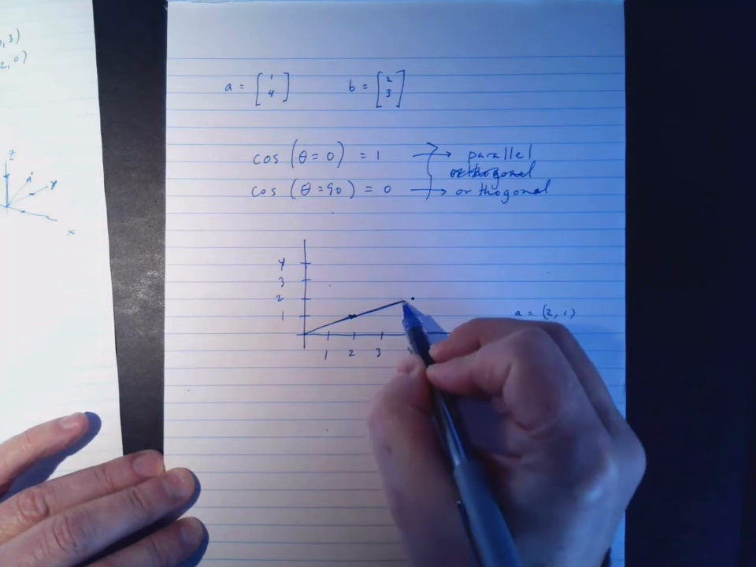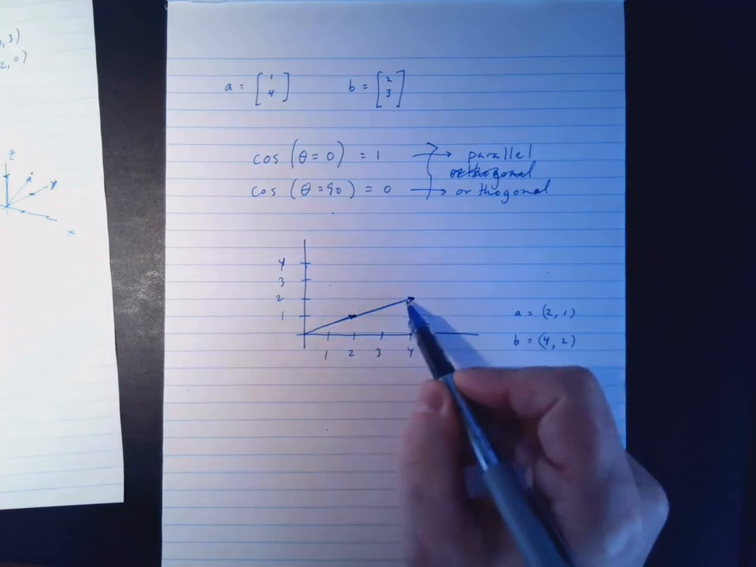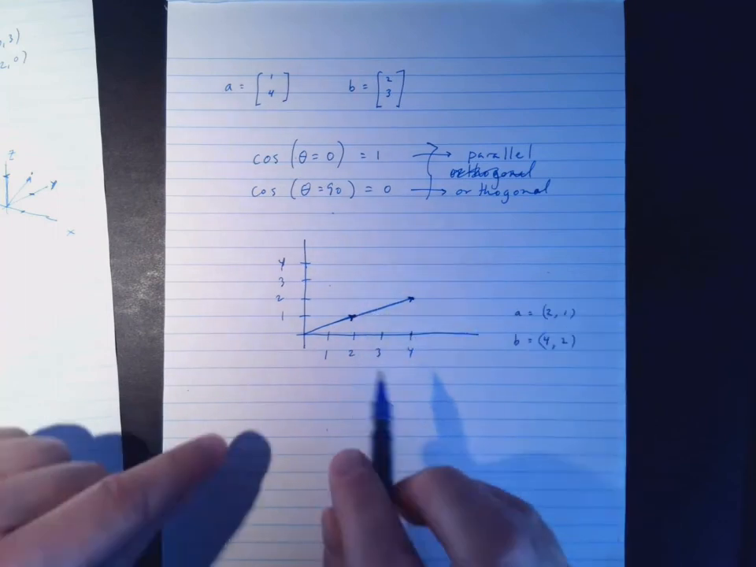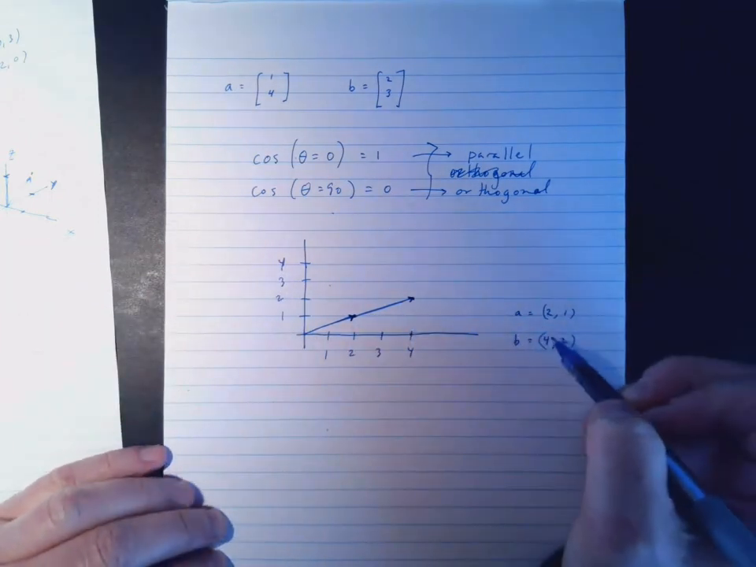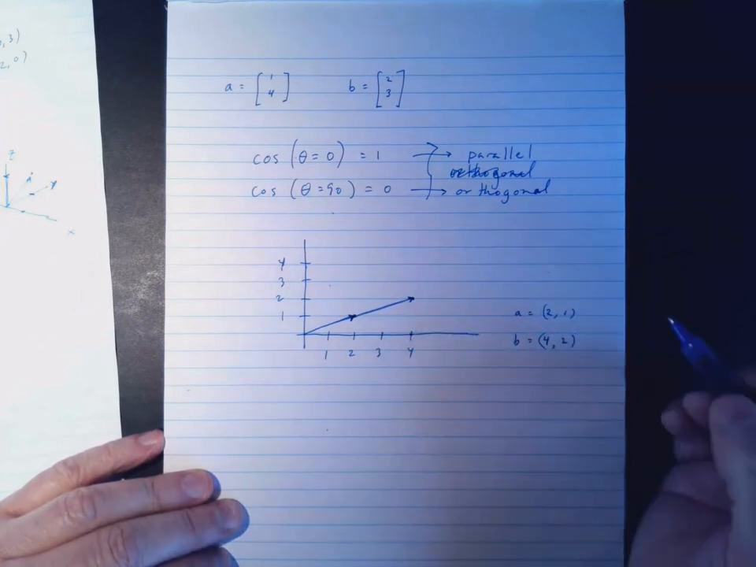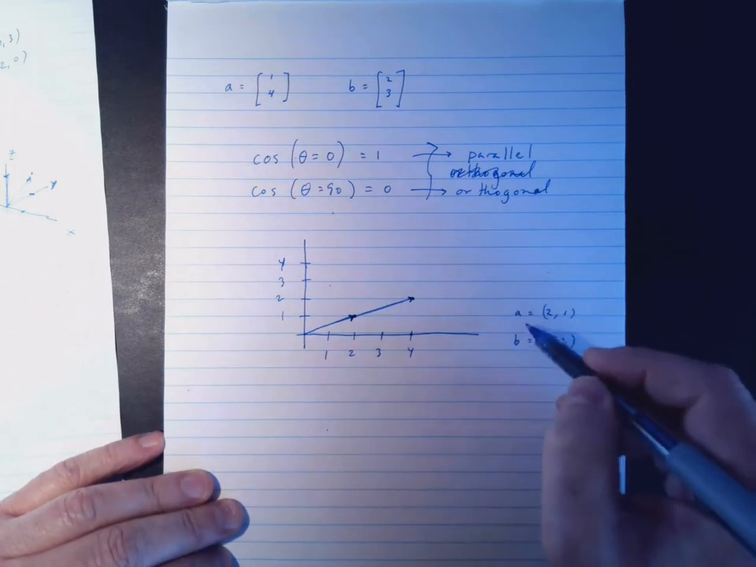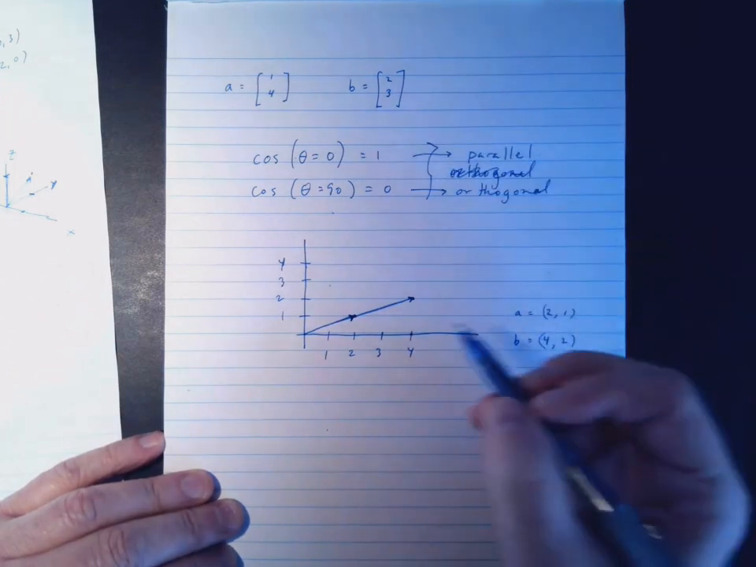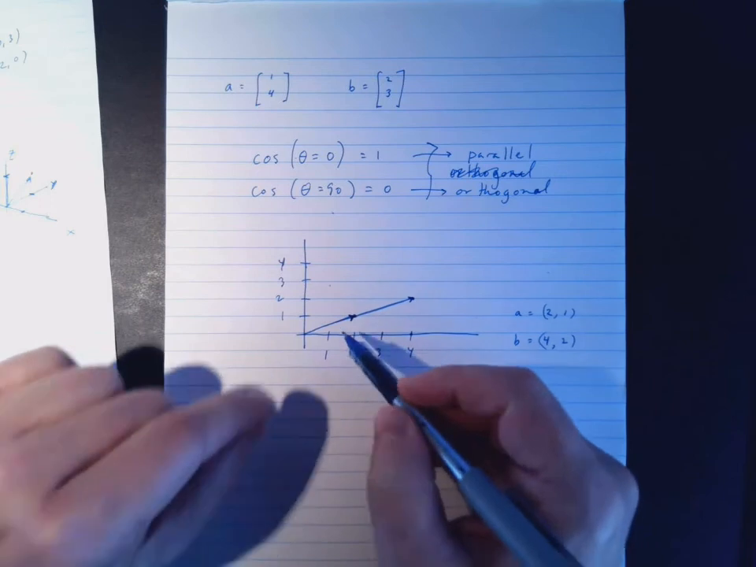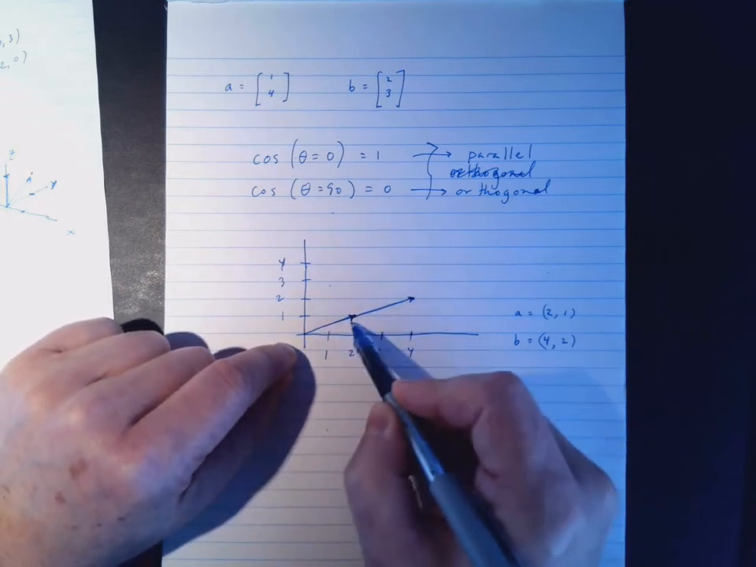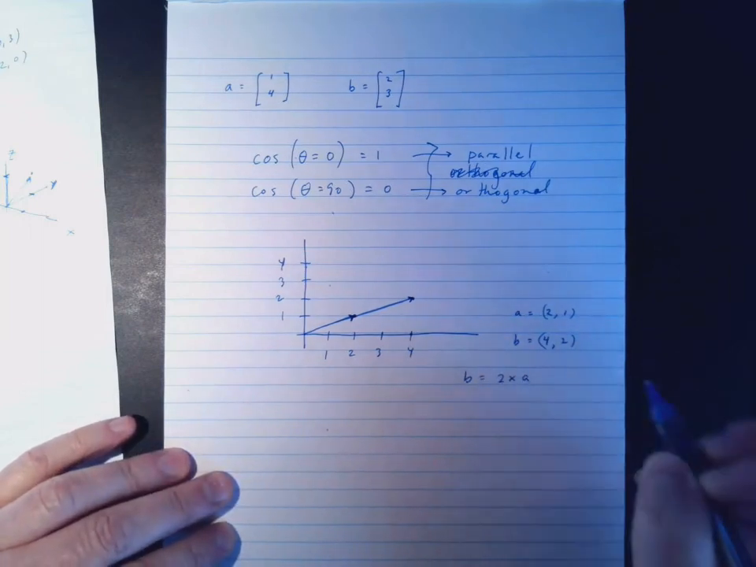And you'll notice that B lies right on top of A. If you've drawn your graph so that these lengths are the same, B lies right on top of A. It's just twice as long. It's still going to be the case that these are parallel. So it's still going to be the case that the angle between them is 0. So they don't have to be the same length to be parallel. In this case, B equals 2 times A.